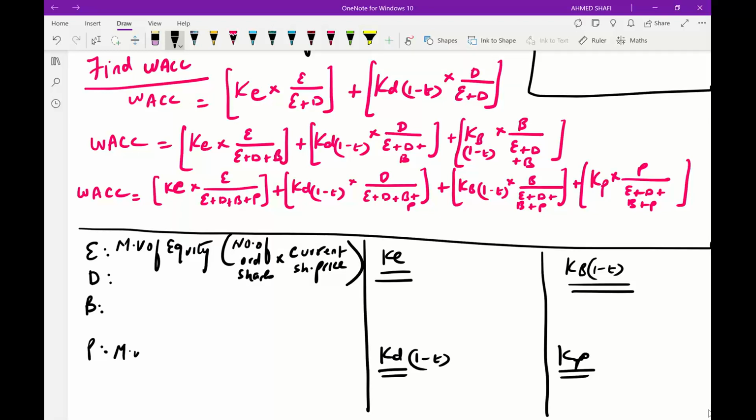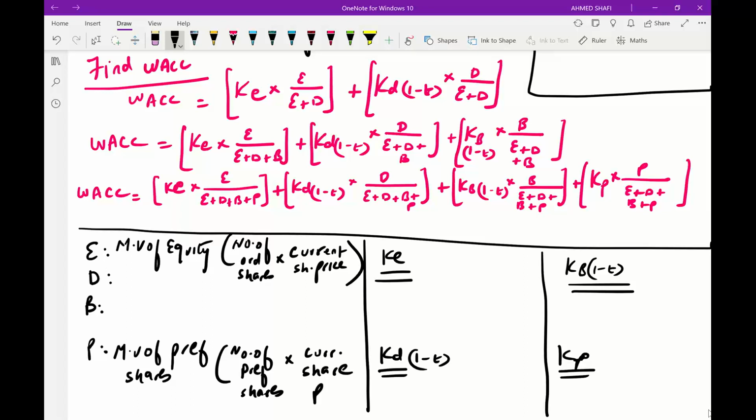Similarly, P is the market value of preference shares. It's the number of preference shares into current share price. Both E and P are almost the same. E is just the market value of equity. You take number of ordinary shares and multiply by their current share price. And P is the market value of preference shares. You take number of preference shares instead of ordinary shares, multiply by their current share price. Okay.